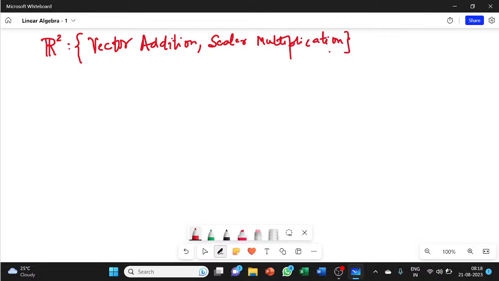These two are well-defined operations, isn't it? Now, if I tell you to think about all the things that you can think of in R square. So first of the things that you can think of is that the vector addition is associative.